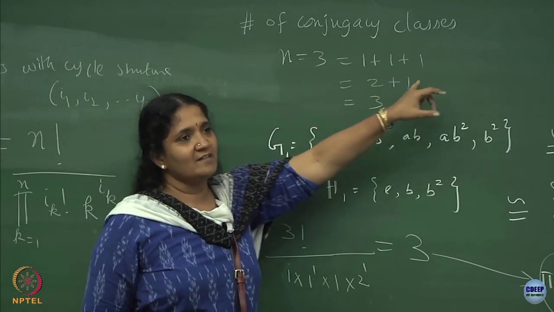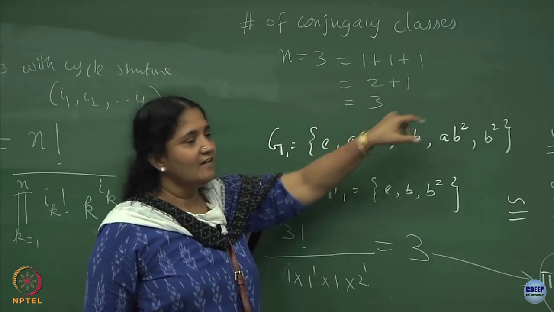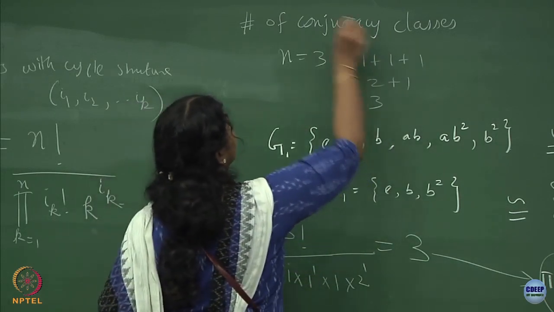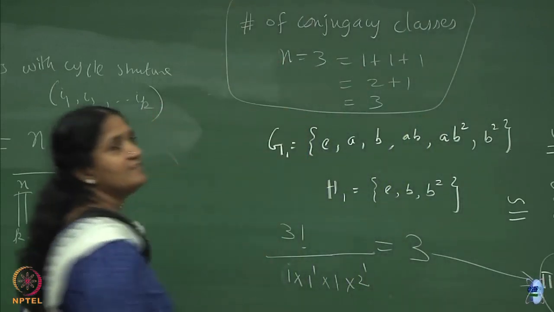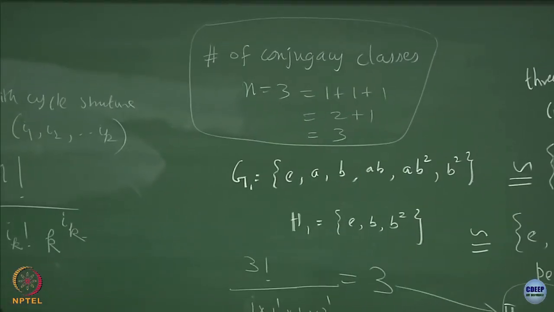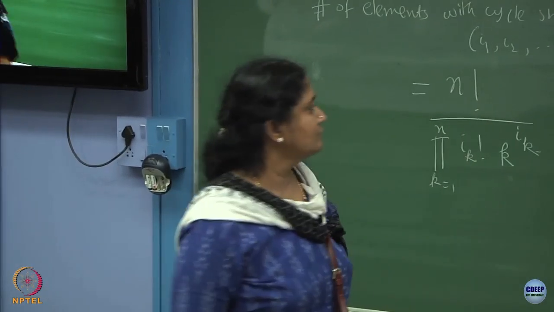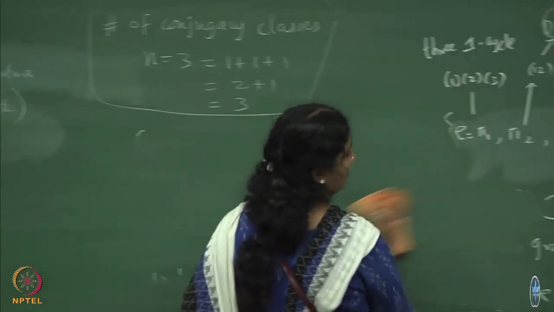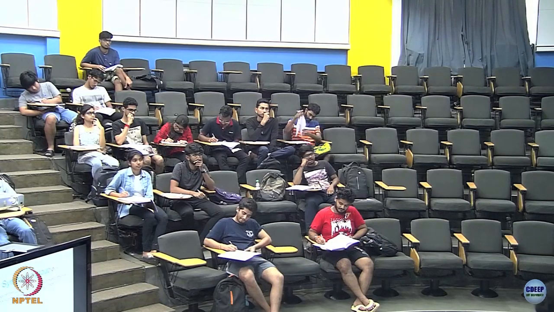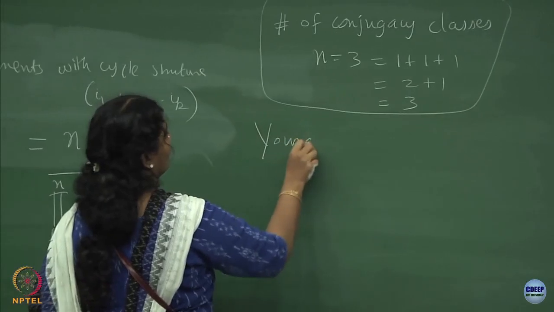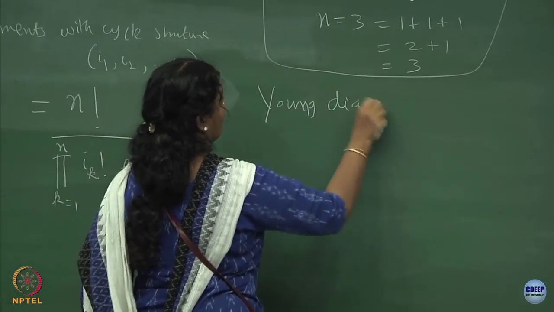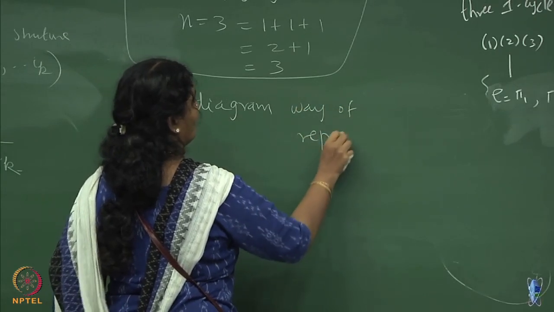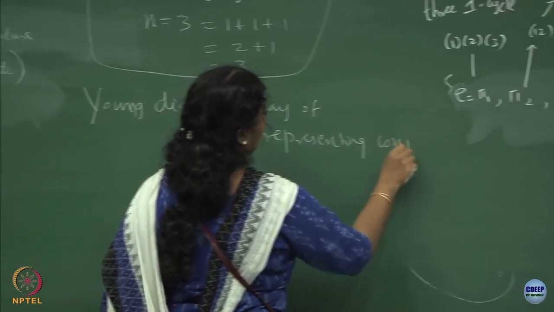Essentially, you know what I mean. It is the number of 1 cycles. This is 1 2 cycle and 1 1 cycle, this is 1 3 cycle, right. So, this number, the number of ways you can partition an integer n, will tell you the number of conjugacy classes, ok. And there is a nice neat way of using the Young diagram for the conjugacy class.